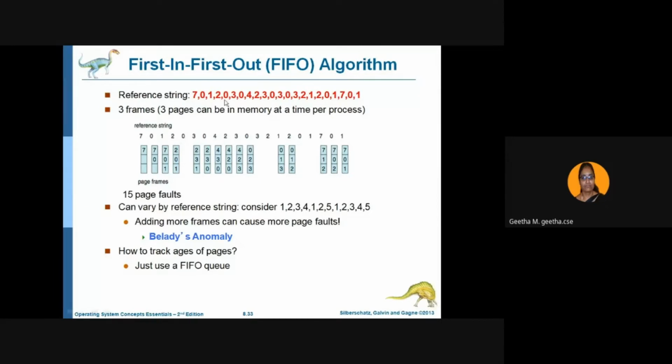So let us consider the next page, 0. Okay, 0 is already in the frame, so no page fault occurs. So as of now, 4 page faults have occurred.